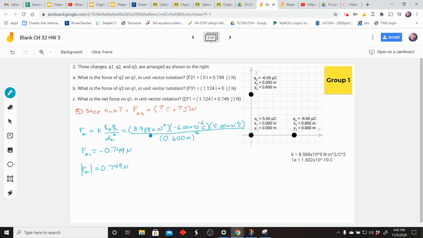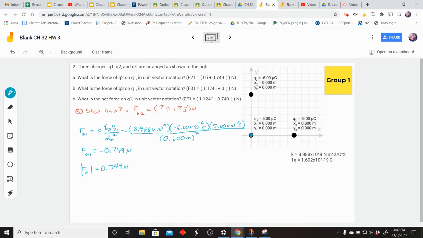Now, what direction is it? Is the force of 2 on 1 going to be attractive or repulsive? So let's look at these charges. So Q1 is positive, Q2 is negative. So these are opposite kinds of charges, which means it's going to be an attractive force. So which way will this force be? 2 is attracting 1. The question is, what is the force of 2 on 1? So the force that charge 1 is feeling due to charge 2 is going to be a pull upwards.